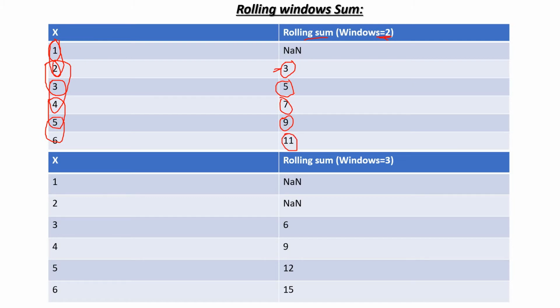This is the rolling sum. When you put windows equal to 2, you add the two elements and you get the corresponding sum. Now the NaN we are getting over here is because before the one we don't have any element. Before the one we don't have any element, but we have put two, so we should have two elements. One is this one.